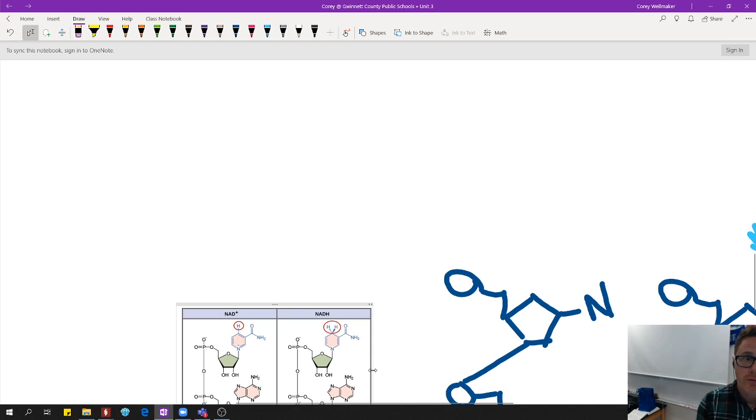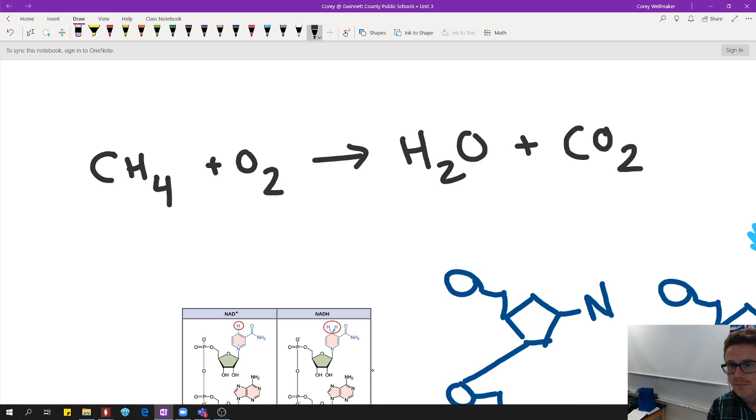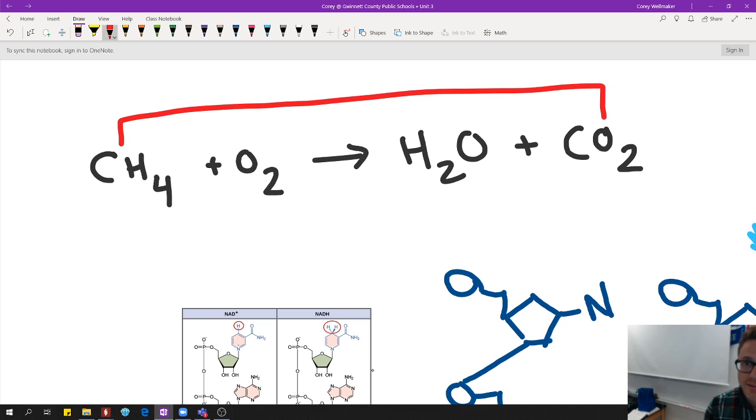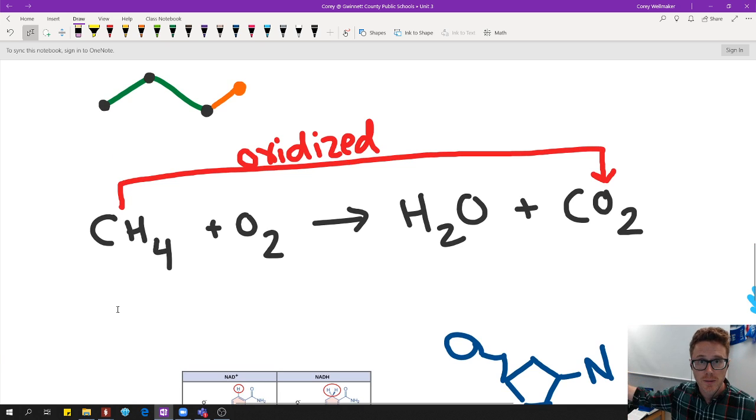I'll give you a simple example: the combustion of methane. The combustion of methane involves CH4 and oxygen. These are your reactants, and your products are water and carbon dioxide. This isn't balanced, but just stick with me. What's happening here? The carbon in methane is being oxidized, and we know that because hydrogens are leaving it. Hydrogens follow electrons. So if electrons are being stripped away from the carbon in methane and they're going somewhere else, hydrogens are going to follow.